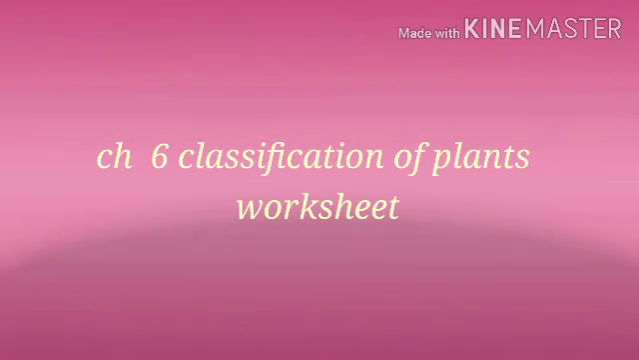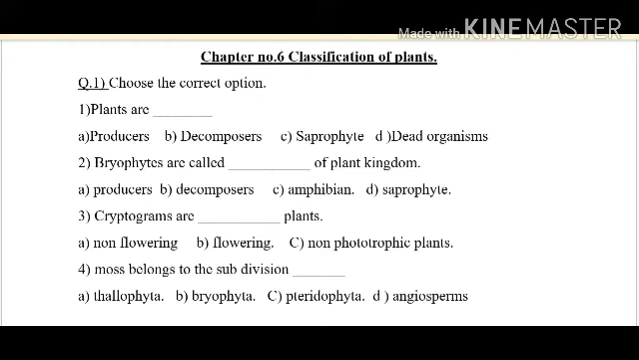Children, now take out your second worksheet, that is chapter number 6, classification of plants. In that the first question is choose the correct options. Four options are given, you have to choose any one. What are plants? They are producers. Bryophytes are called dash of the plant kingdom. The answer is amphibian because they live in moist soil and they need water also.